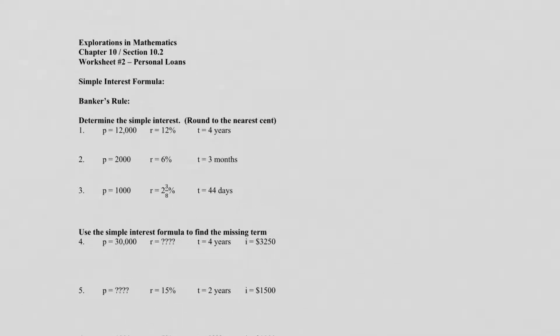This is going to be 10.2, Personal Loans and Simple Interest. So let's get started. First of all, this section in our study in consumer math is, as a consumer, if we choose to borrow money, there's always going to be a cost to that. And we have to consider that cost before we make that decision.